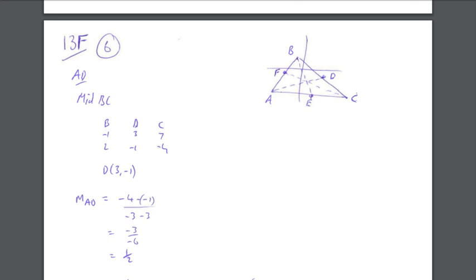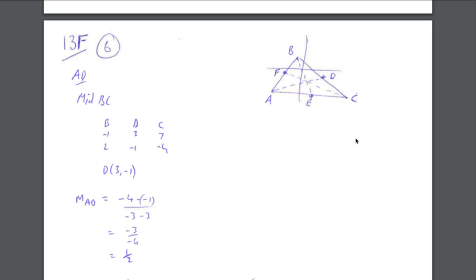Hi guys, Higher Maths, the straight line, exercise 13F, question 6. A triangle has vertices A, B, and C. Find the equations of all three medians. Show that the medians are concurrent, which means they all pass through the same point, or meet at the same point, and state the coordinates of the centroid, which is the name for that point where they all meet.